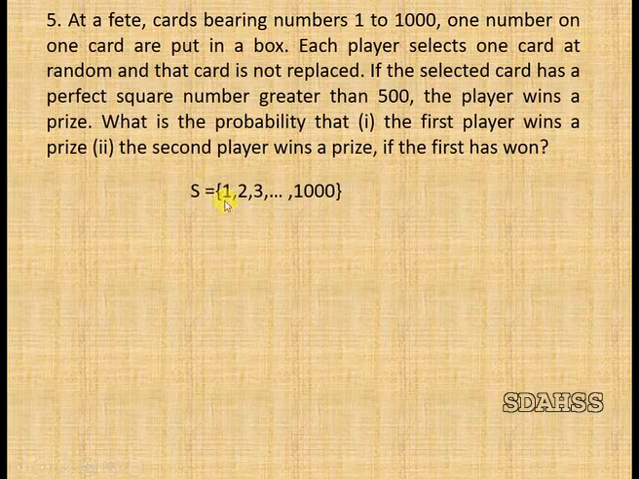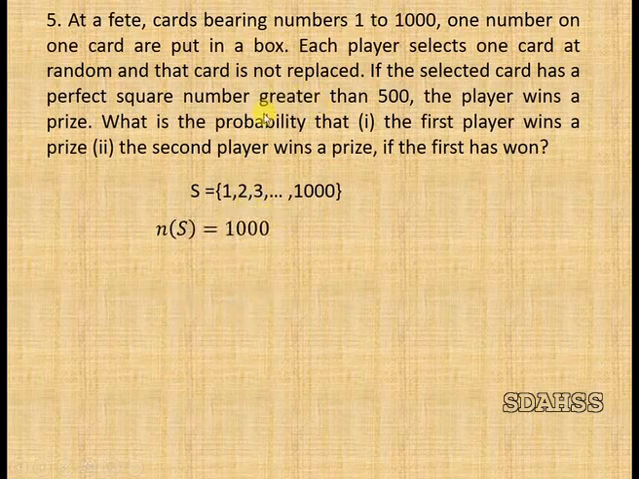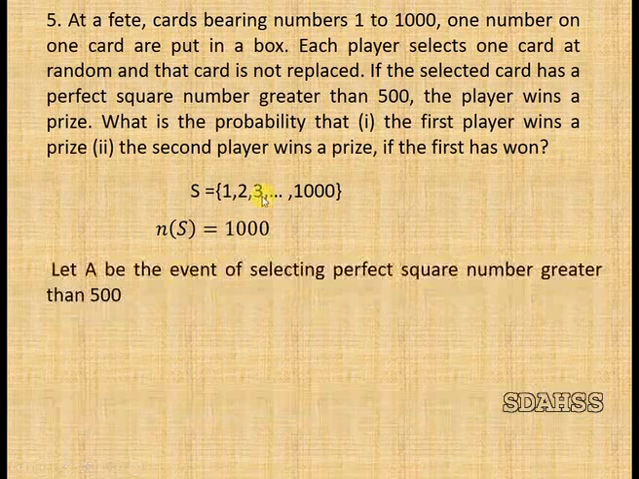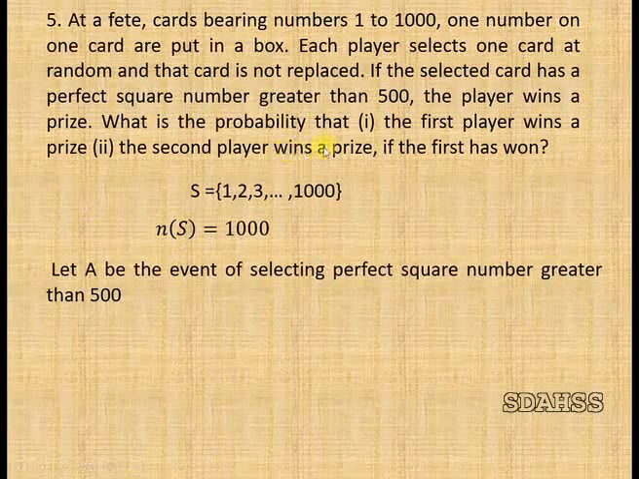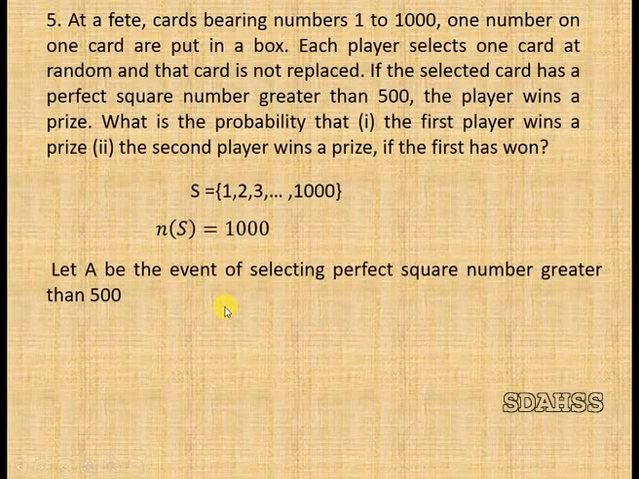So S is equal to 1 to 1000. Then n of S is equal to 1000. Totally there are 1000 numbers. Then A be the event of selecting a perfect square number greater than 500.